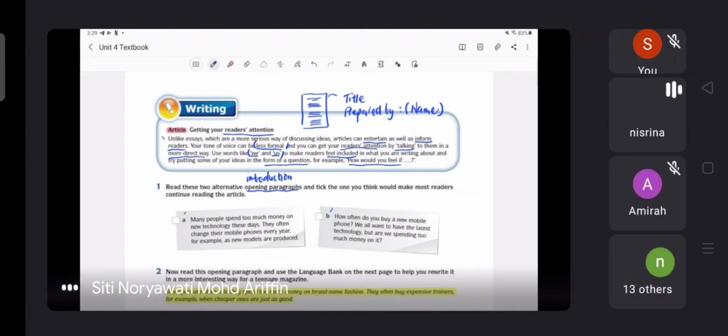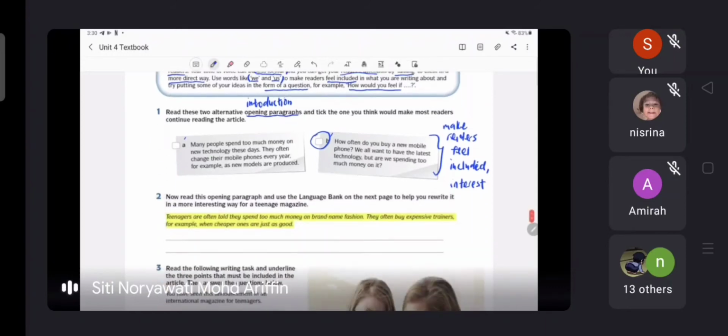Yes, good, thank you. Okay, so ideally it would be B. Okay, sebab dia guna questions. Kenapa questions? Sebab kita nak make readers feel included. Sebab dia rasa macam included, and then you want to make the readers feel interested. Okay, they would want to know the answer of your question. Okay, so B is a better word lah, a better introduction.